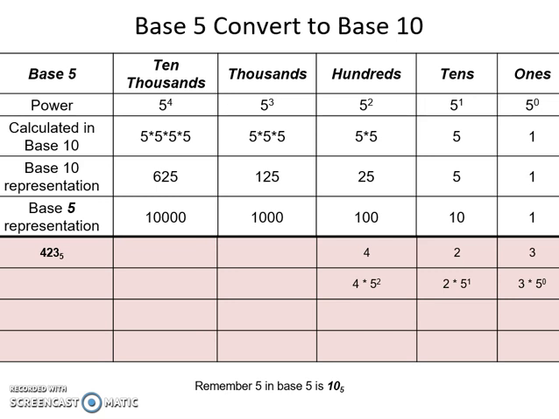Now we're going to continue with that. The first thing is 3 times 5 to the 0 is just 3 times 1. 2 times 5 to the first, well, 5 to the first is 5, so 2 times 5. And 5 squared is 25, so this is 4 times 25. Then we're going to do that multiplication. So we have 3 times 1, 2 times 5 is 10, and 4 times 25 is 100.